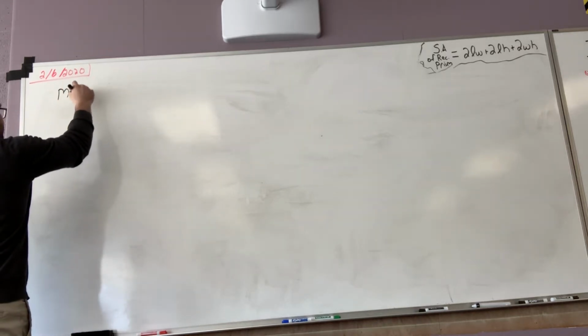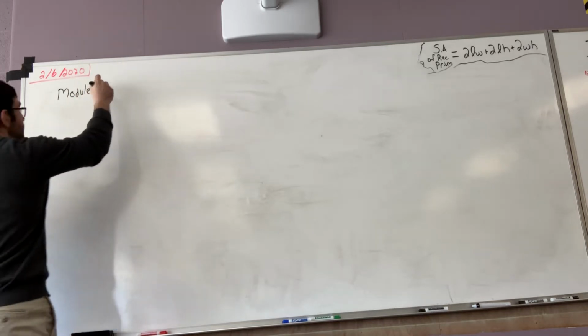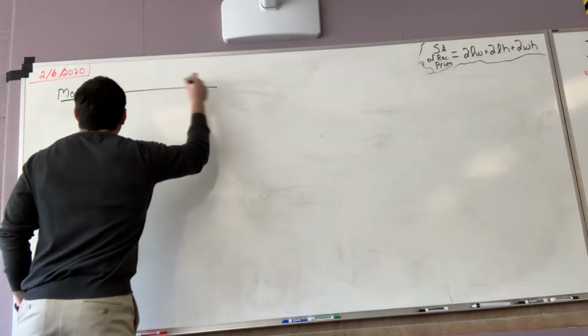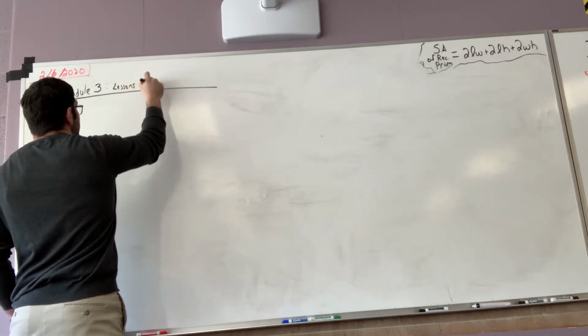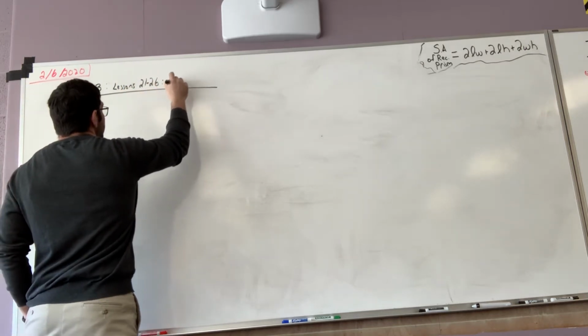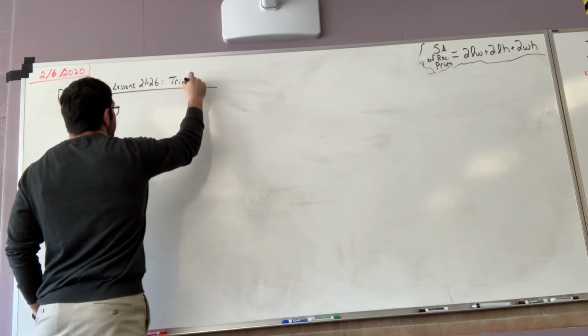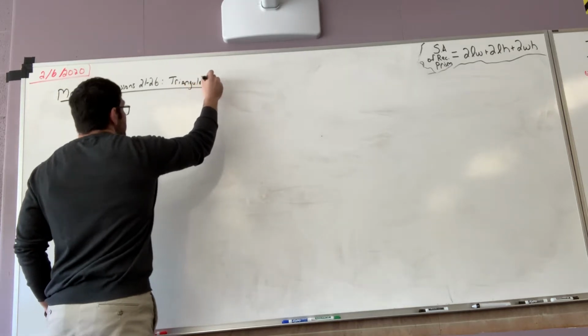We are still in Module 3. We are still doing lessons 21 through 26. And we are moving on to triangular prisms.